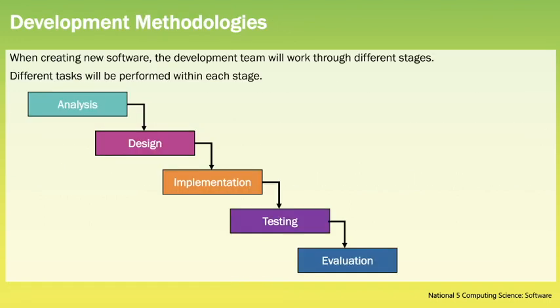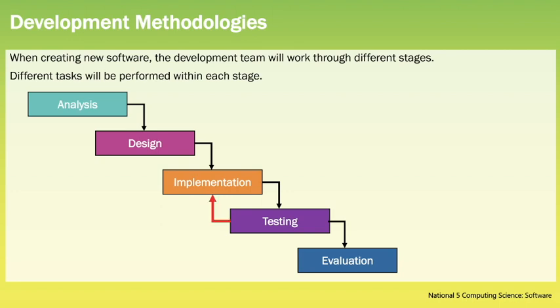When we think about software development, we go through these steps here. We start with analysis, then progress on to design, implementation, then testing, and lastly evaluation. And in this video I will look at each of these specific steps individually. Whilst the image on screen suggests that we flow from one step to the other, it is possible to go back to a previous step.